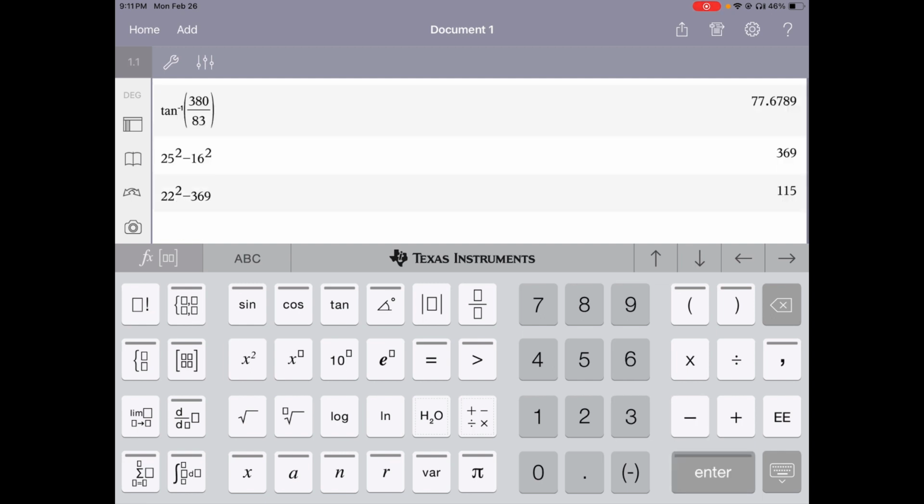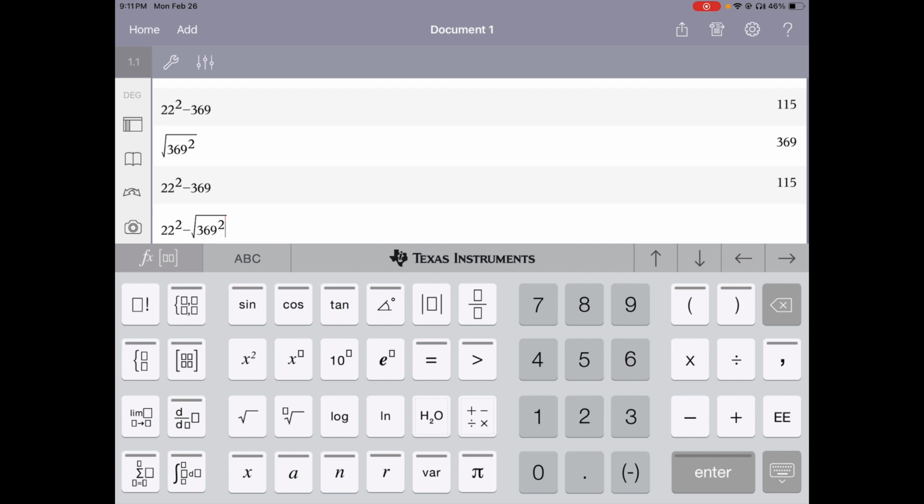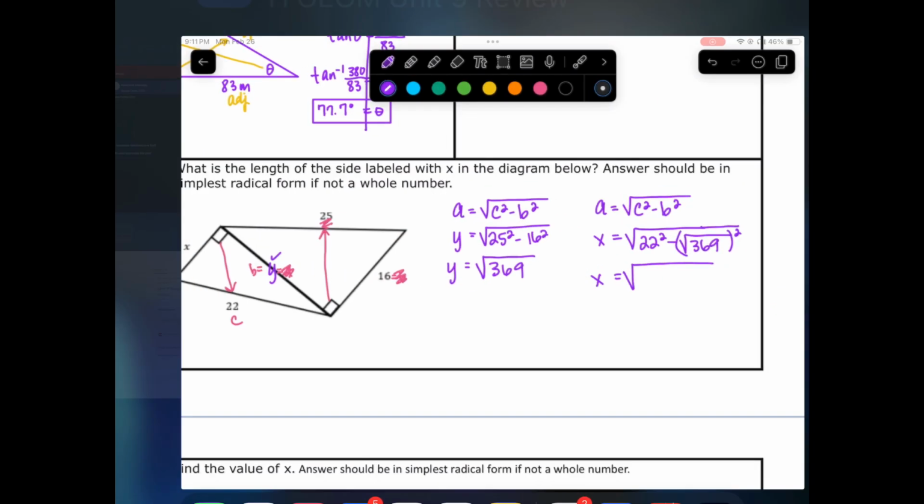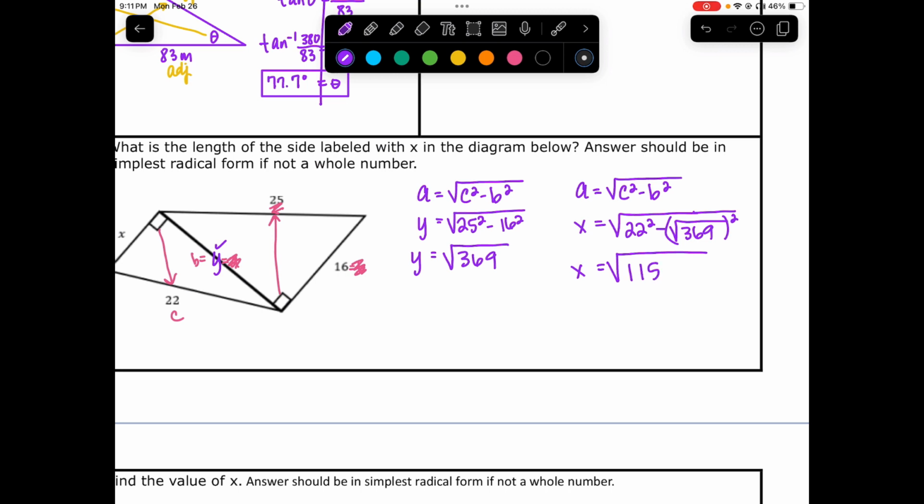Oh, just so you know, sorry. The square root of 369 squared is just 369. So that's why when I put it in, I put 22 squared minus 369, because it's just going to give us 115. You know, let me do the whole thing because I feel like y'all are like, wait. There. All right, so see, we still get 115. So that's going to be the square root of 115. And we're going to have to simplify that.